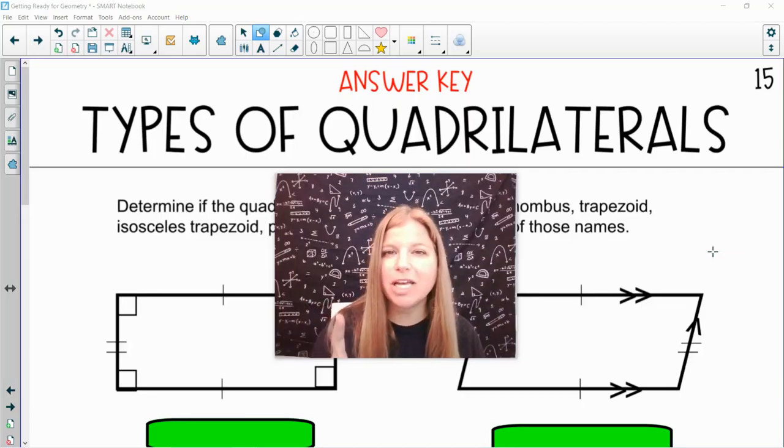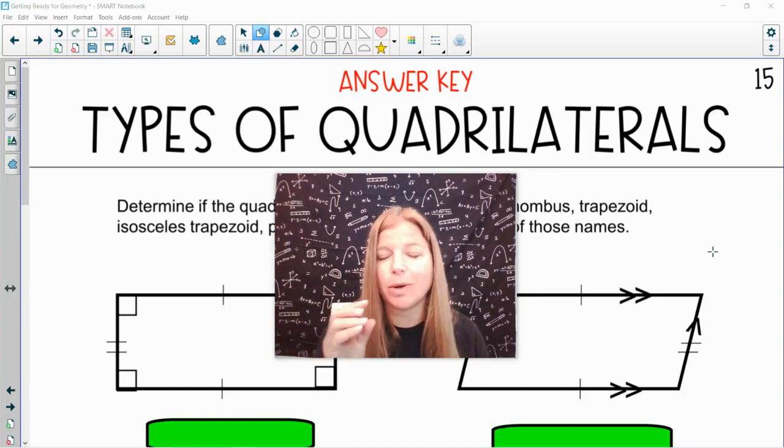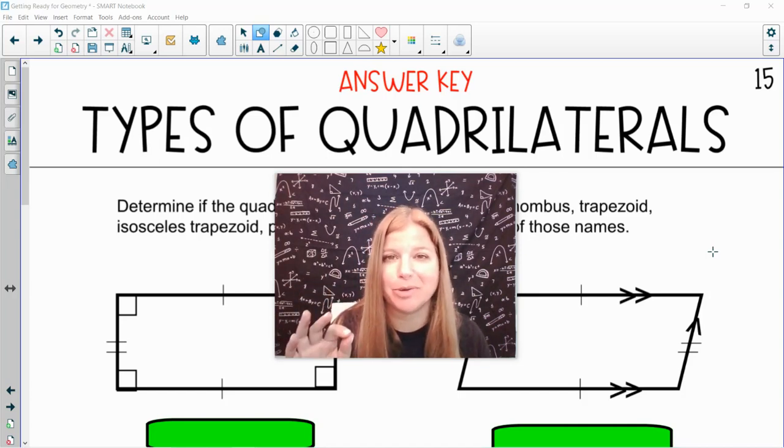Hey guys, we're talking about different types of quadrilaterals. Now, the word quadrilateral is just a polygon that has four sides. Quad means four. However, there's different types of quadrilaterals and they have different properties.